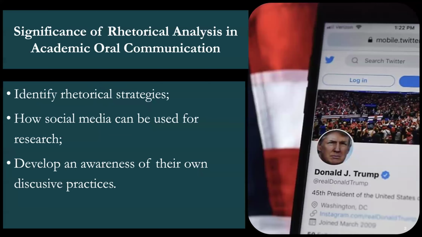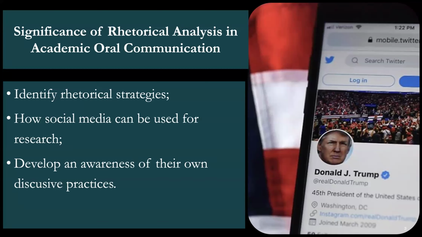Now, to answer the question of why we should incorporate rhetorical analysis into an academic oral communication course, and more specifically, how students can develop an awareness of their own discursive practices by analyzing Donald Trump's social media posts, it's important to first define what we understand by rhetoric. Rhetoric is the art of using language effectively and persuasively. It involves employing various techniques and strategies to communicate ideas, influence an audience, and achieve a specific purpose.